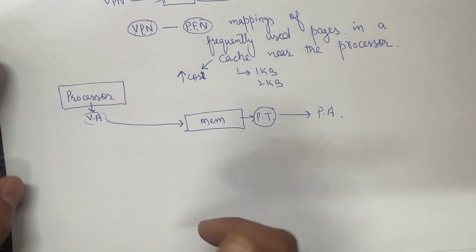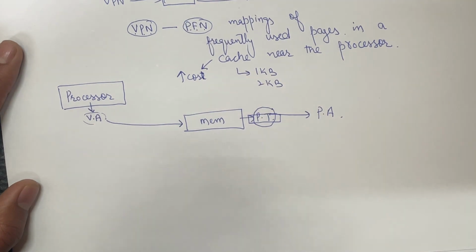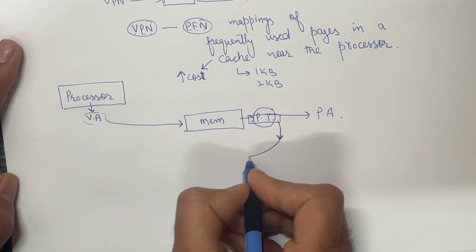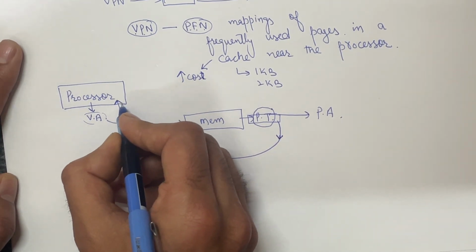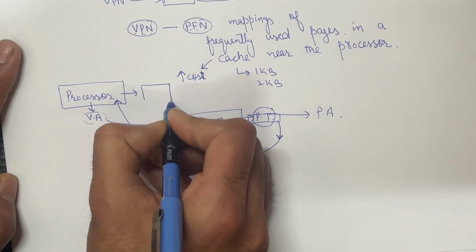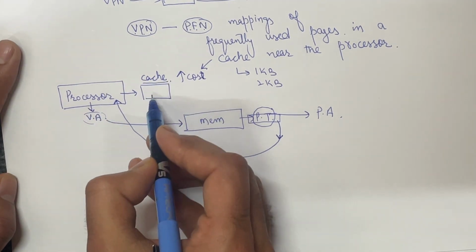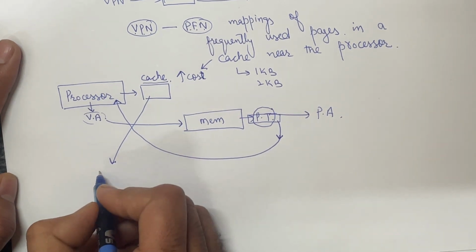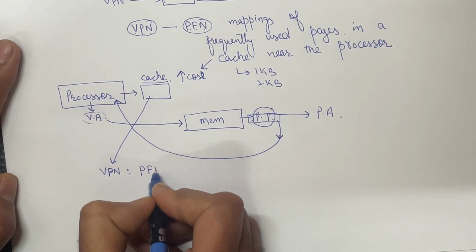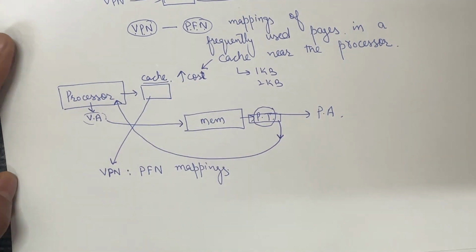What we are going to do is take some of the entries from this page table, not all the entries, and store those entries here in the processor. So in the processor, there will be some small memory, which is called a cache. And this cache will store the virtual page number to physical frame number mappings of some of the pages.